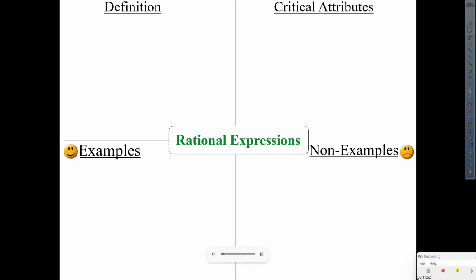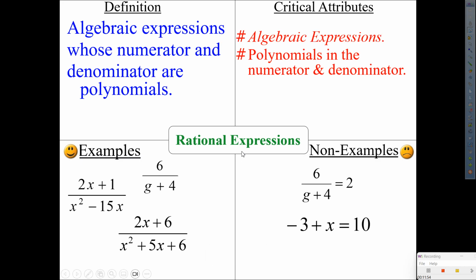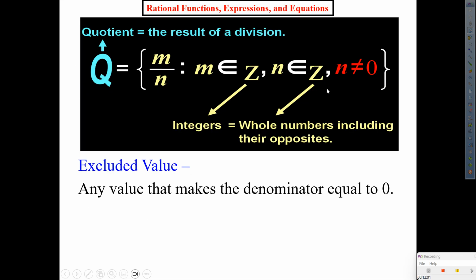Expressions where the numerator and denominator are polynomials. That is correct. Polynomials, yes. These are not. There it is. All right, I gave you guys the definition for rationals, and we said that the denominator cannot be equal to 0 because of the definition. N cannot equal 0. And that's what we call the excluded values. Okay?